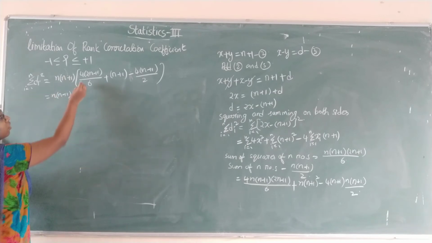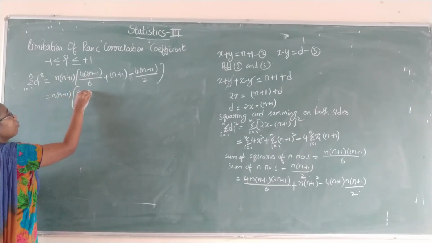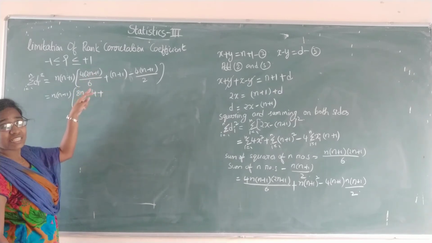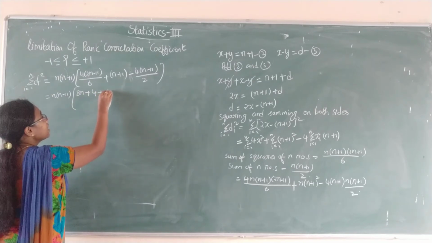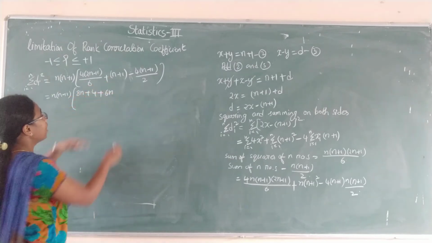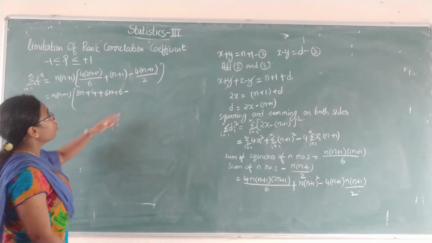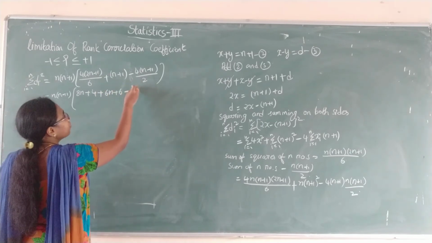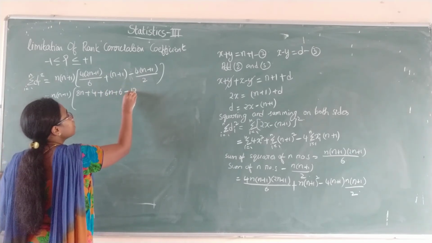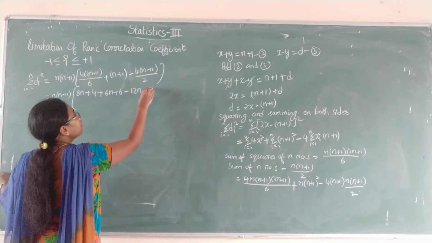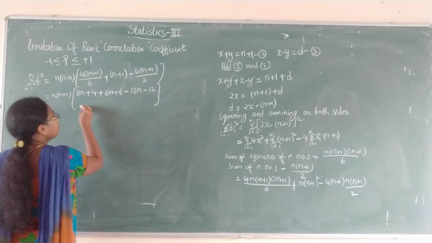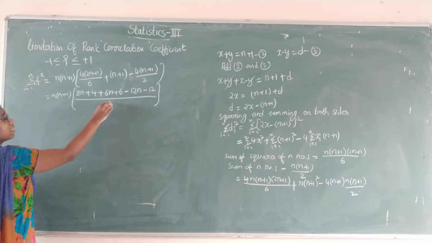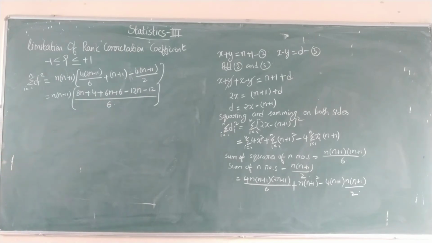Multiply this 4 inside. 4 into 2n is 8n plus 4 into 1 is 4 plus 6 is the LCM. So multiply 6, you get 6n plus 6 minus, what is the LCM here? 6. 6 by 2 is 3, so you multiply 3. 3 into 4 is 12, so 12n minus 12 by LCM is 6. Now see, check whether there are any terms cancelling.